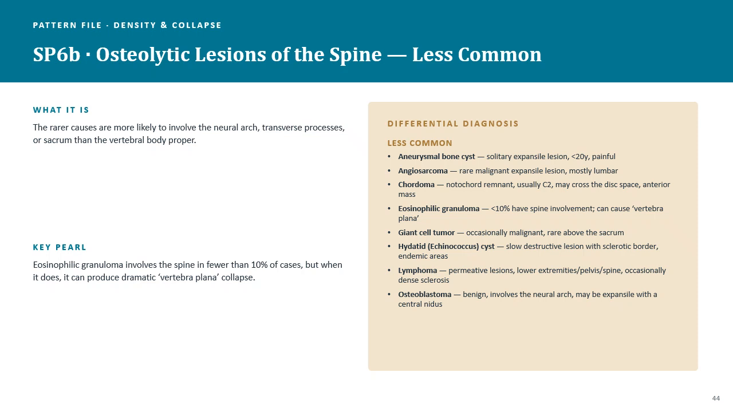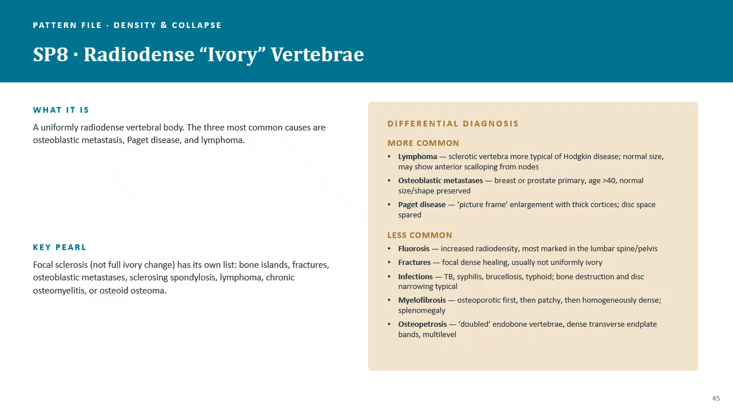All right, so when we're looking at these less common causes of bone destruction, we still want to know where the lesion is located, what the patient's age is, and whether the bone is expanding or collapsing. All of that can help us narrow down what that patient's condition might be. All right, now we're moving on to ivory vertebrae.